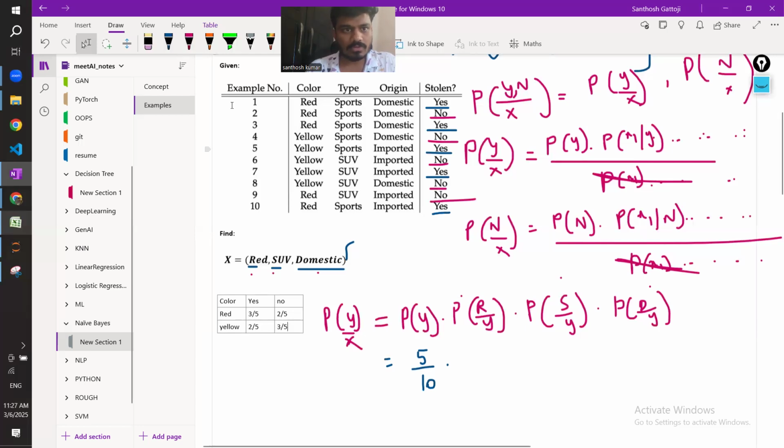So now what are we going to do? R by Y, given it is yes, what is the probability of getting R? It is 3 by 5.